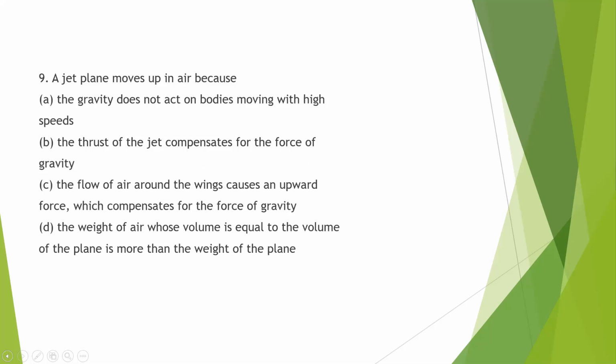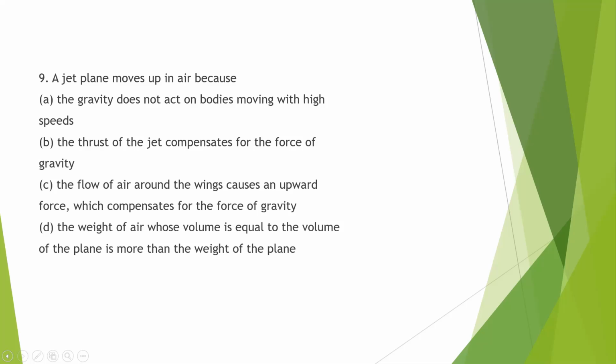Next question. A jet plane moves up in air because of what? The options are: the gravity does not act on bodies moving with high speed. Second option, the thrust of the jet compensates for the force of gravity. Third, the flow of air around the wings causes an upward force which compensates for the force of gravity. Fourth option, the weight of air whose volume is equal to the volume of the plane is more than the weight of the plane. So why does this jet plane move upward in air?